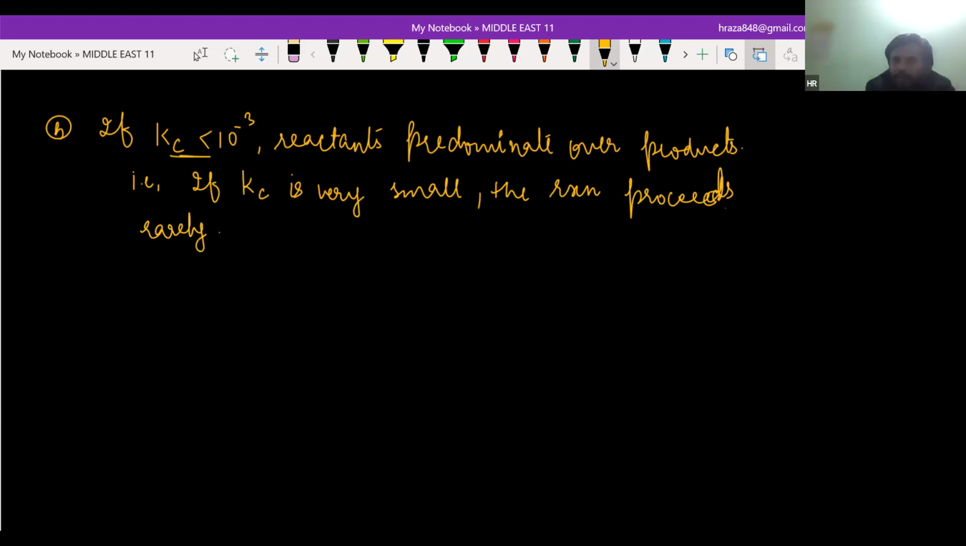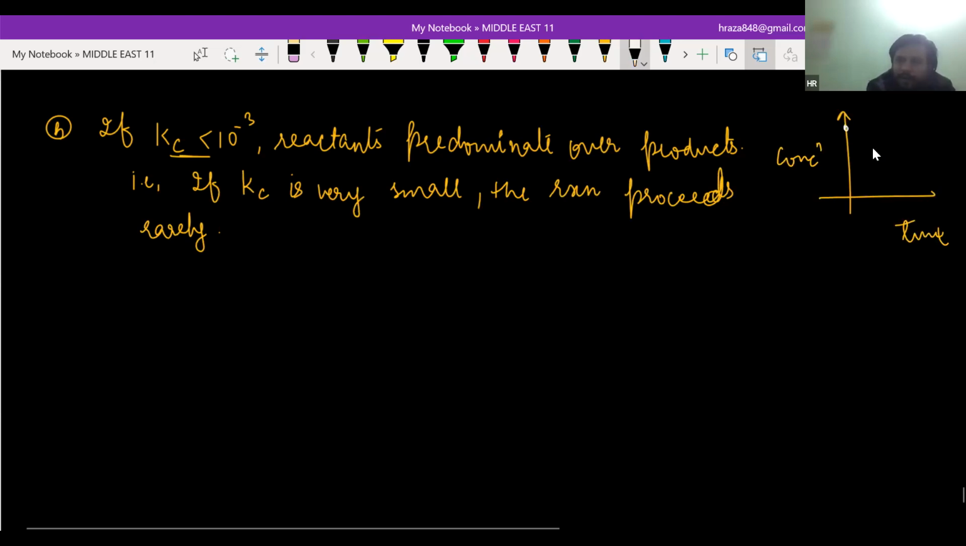This was the situation in which we can say, like this, concentration versus time. The reactant is like this and the product is like this. Product is very less. Reactant has more quantity. That means it is rarely going to the product side.